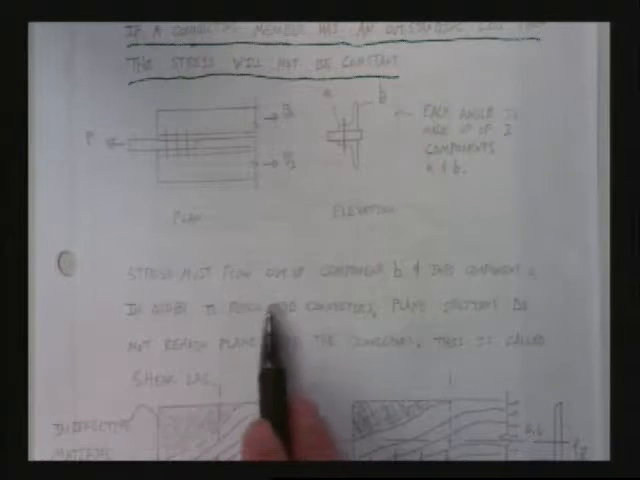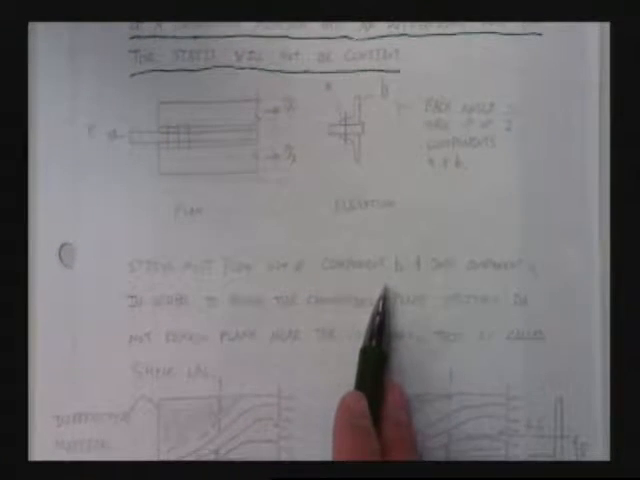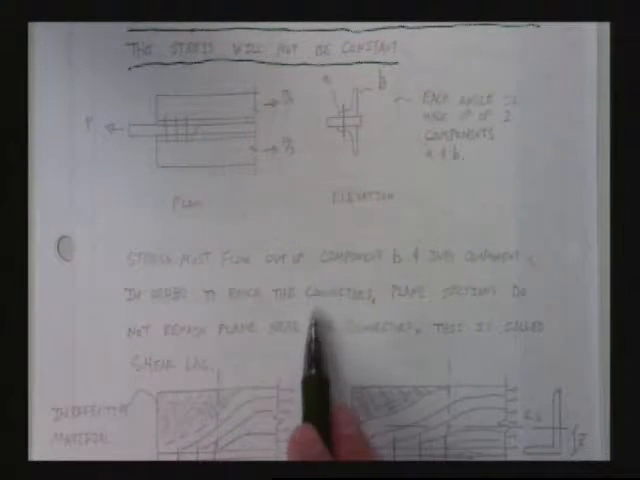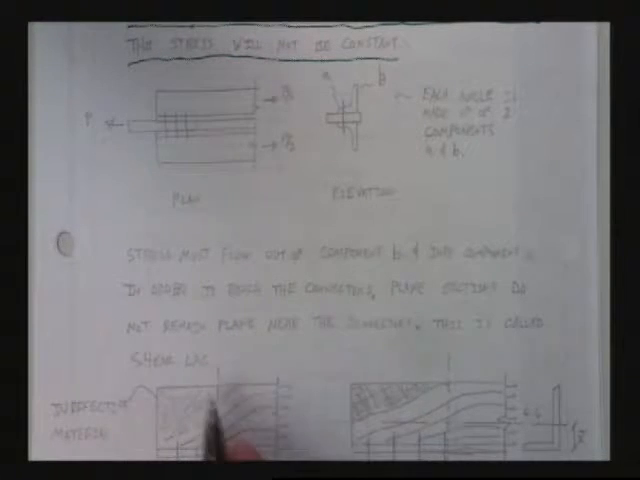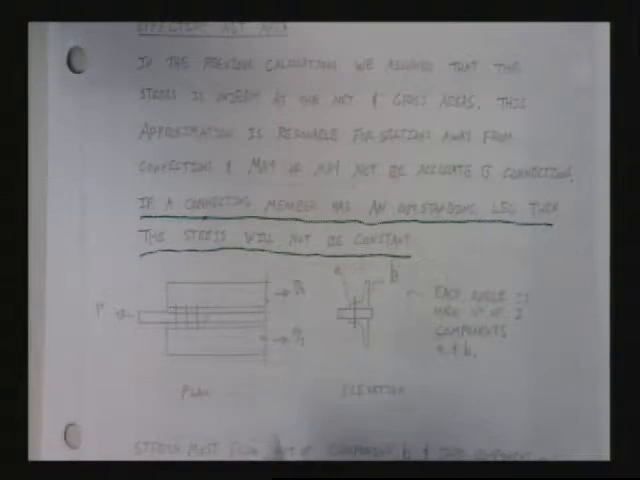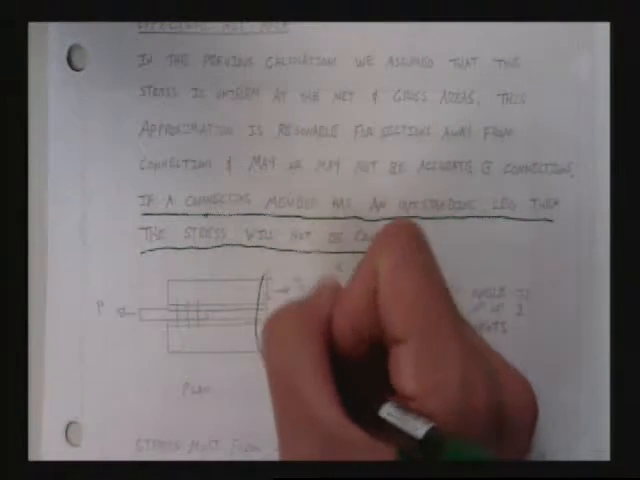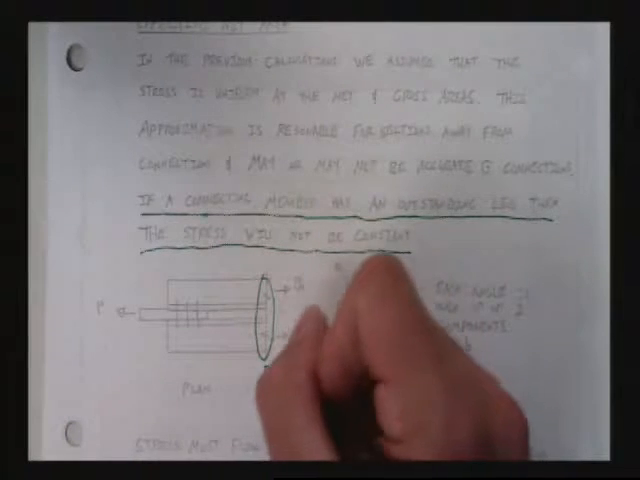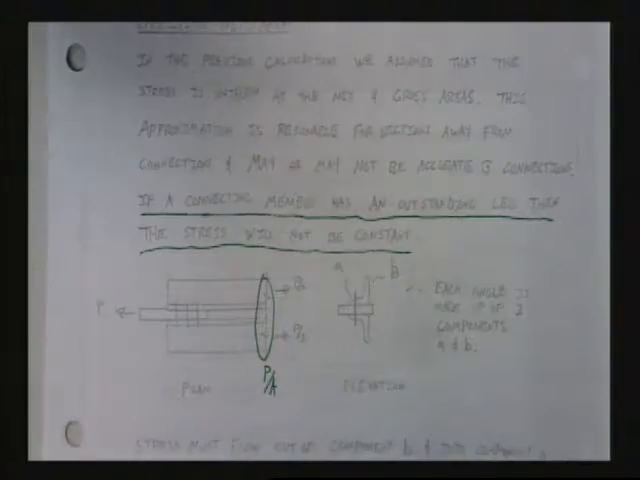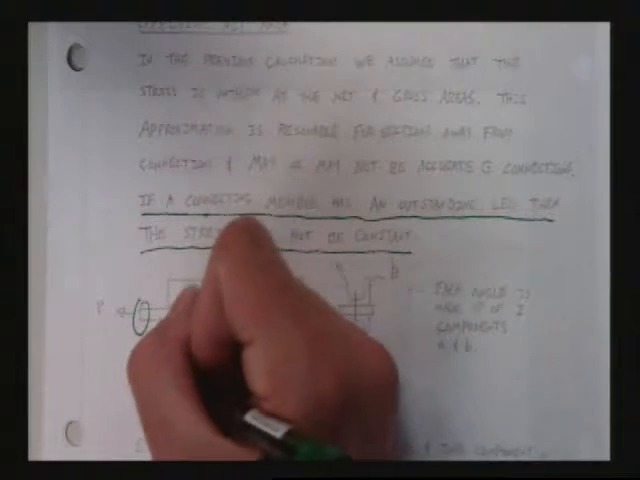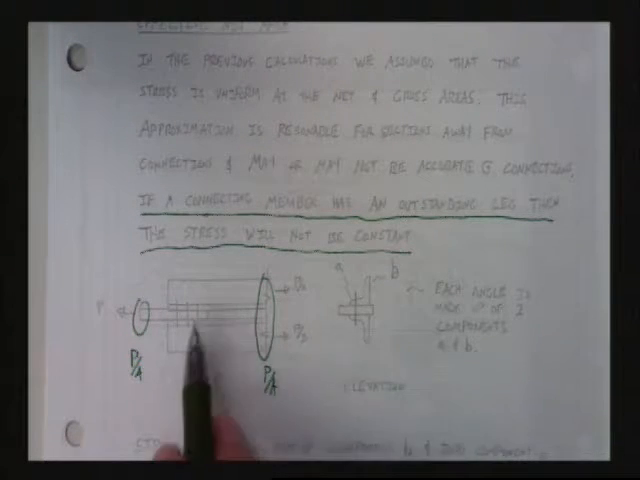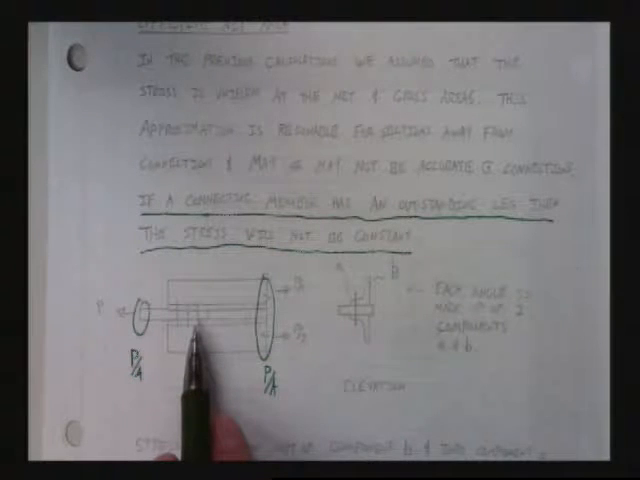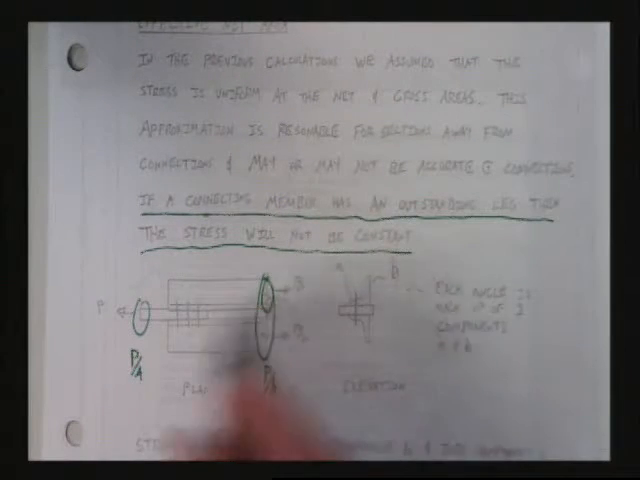So, stress must flow out of component B and into component A in order to reach the connectors. Plane sections do not remain plane near the connectors, and this is what we call shear lag. If you're not quite understanding what I'm saying: out here, the assumption of P over A works just fine, and out here, the assumption of P over A works just great. But St. Venant's principle tells us anywhere we have connections or geometry changes, it doesn't work so well anymore. So what's going on? Well, the force has to flow from this cross-section out.